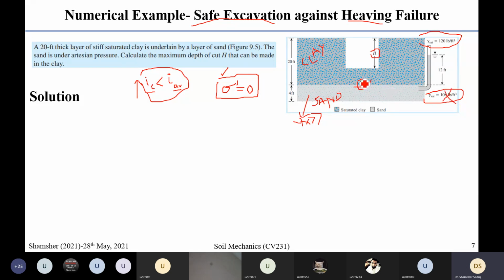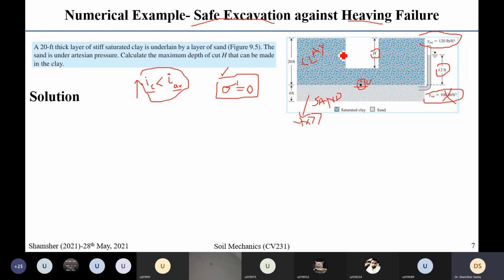Okay, and it says that at point A the water, if you install a piezometer, the pressure head is 12 feet, from which you can calculate the pore water pressure, and in clay there is no pore water pressure. Now let us calculate the total stress at A.